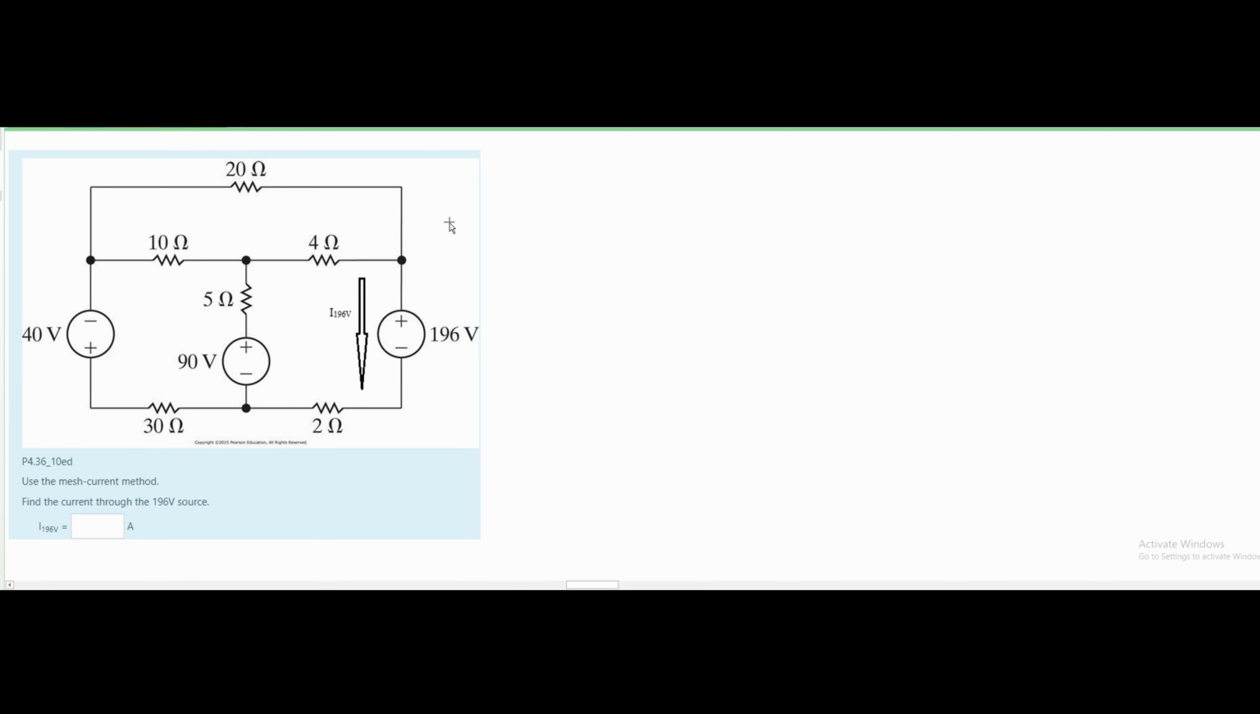In this problem, we're given a circuit diagram here. It's pretty big, but it is not as bad as it looks. We need to use the mesh current method to find the current through the 196 volt source. So we're basically going to be finding the current that flows through this voltage right here, and it's represented as this current right here. Well, the mesh current method will kind of look something like this.